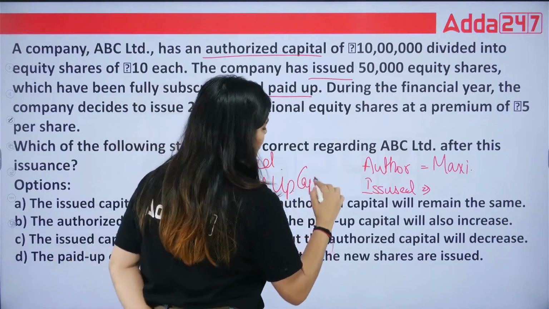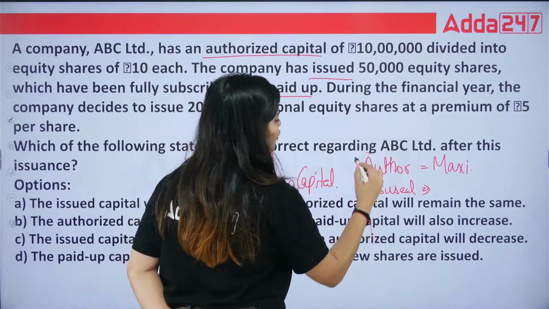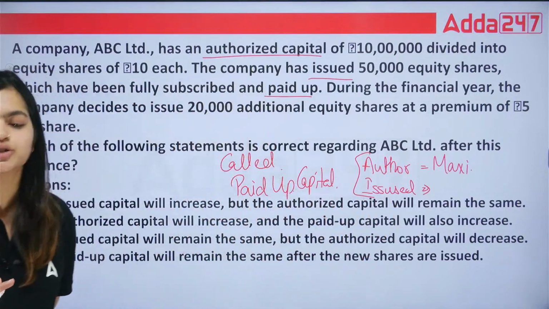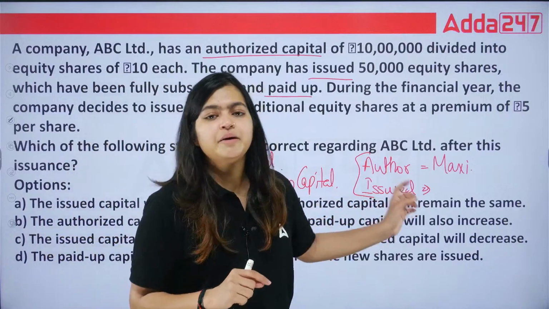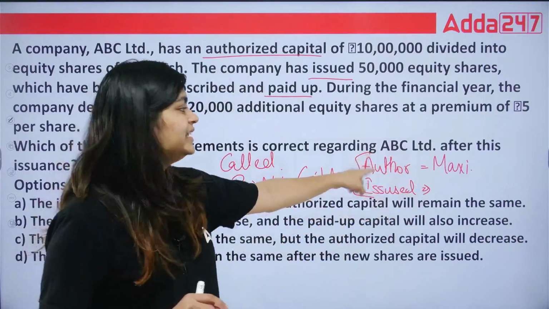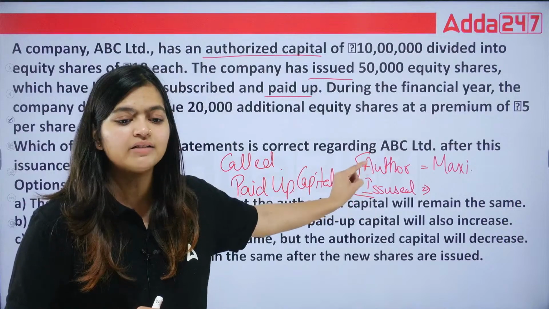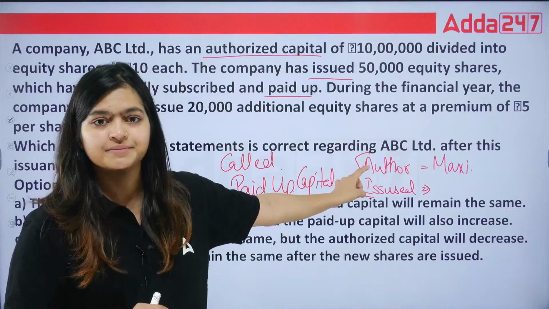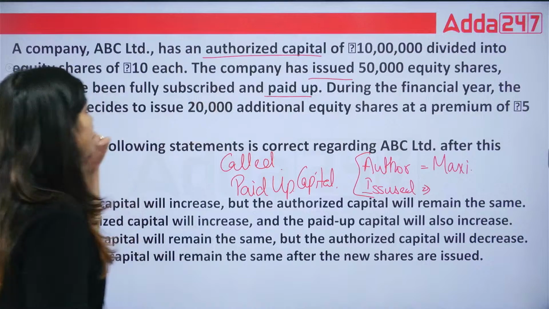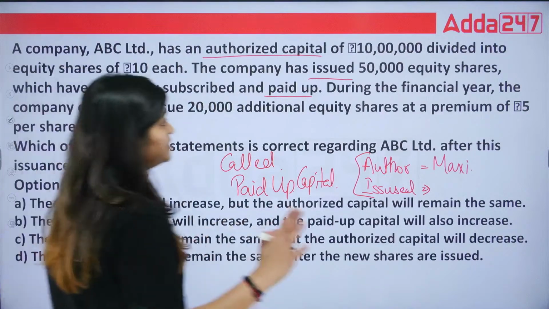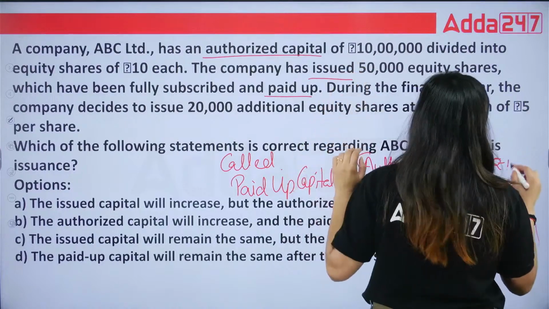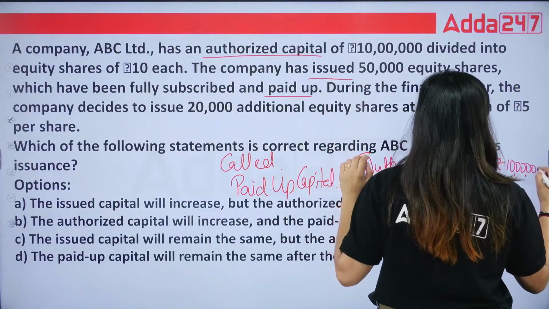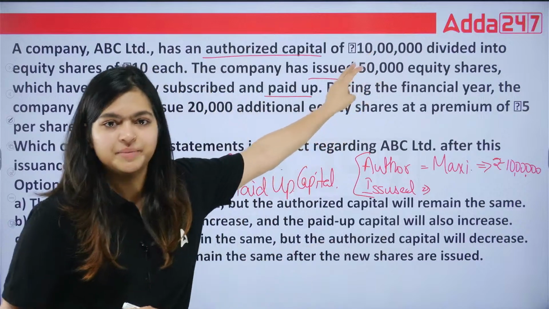But in this, they are not asking about paid up and called up. They are focusing on these two types of capitals only: authorized and issued capital. Remember, a company cannot issue more than their authorized capital. That is the point here. So authorized capital means the maximum capital they can raise is rupees 10 lakh. This is the maximum limit.